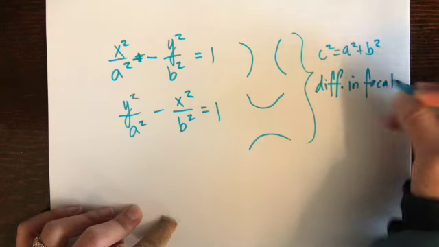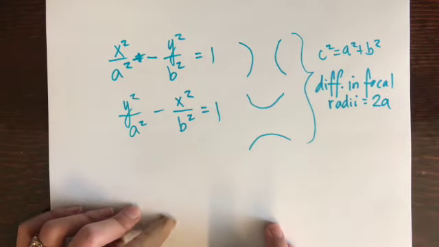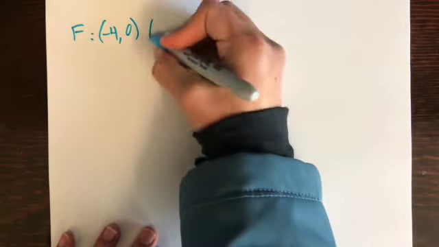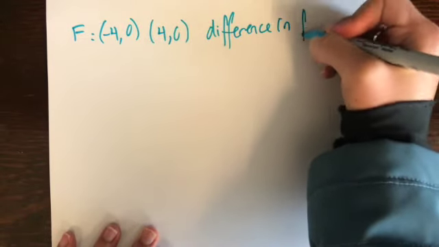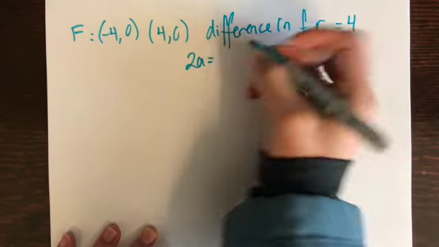The last thing we'll talk about is the difference in focal radii, which is going to be equal to 2a, similar to the sum of focal radii with ellipses, but hyperbolas are described by the difference in the two focal radii, and that's how we draw them. Notice that a squared is always going to be underneath whichever one is first, whether it's y squared or x squared that's first. So we're given two foci, negative 4, 0 and 4, 0.